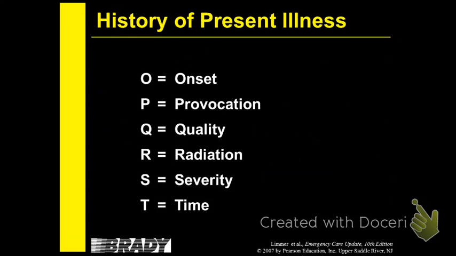Onset is when did it start? Provocation, what started it? You know, were you exercising? Were you resting? That sort of deal. Quality, is it sharp or dull? Pressure, stabbing, burning. All these different pain types would lead you in a different direction. Tearing type of pain in the chest is a sign, or actually a symptom, of an aortic tear. So their answer leads you down different paths.